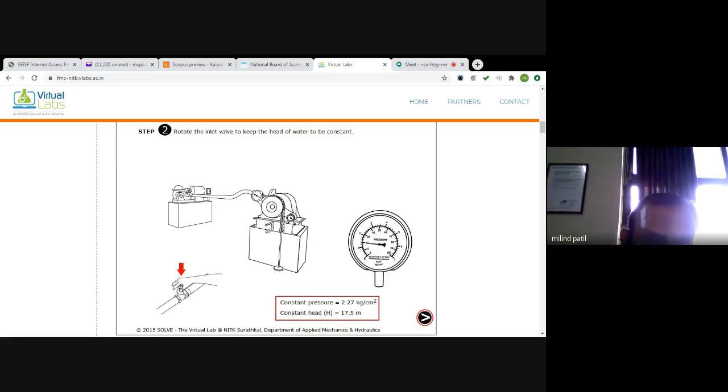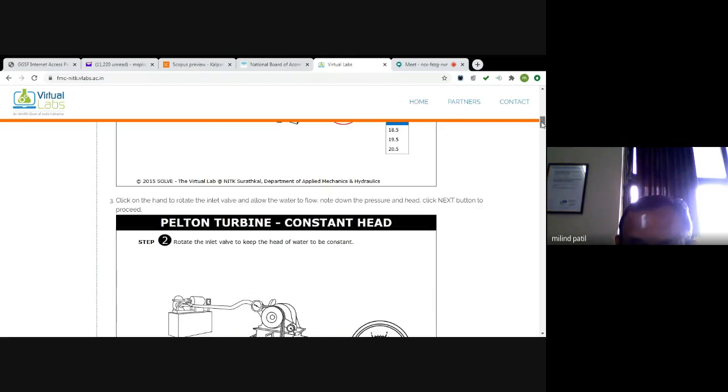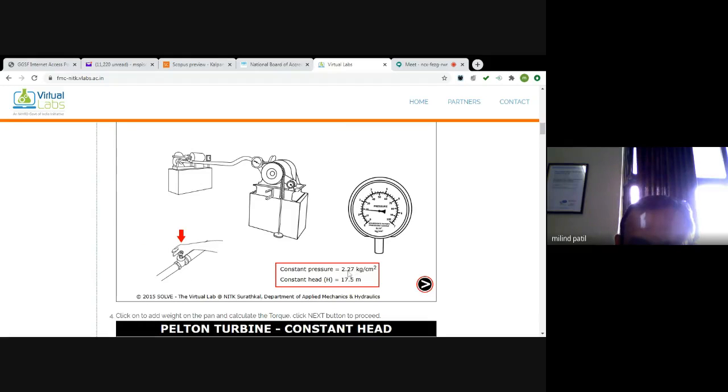Now, just move this valve, open this valve. Once you open this valve, the water flow rate will go on increasing, and this will show the pressure over this pressure gauge. As you go on opening the valve, there is a pressure shown by the pressure gauge. Remember, if you select the head of the water 17.5 here, the equivalent pressure will be displayed here as 2.27 kg per cm square.